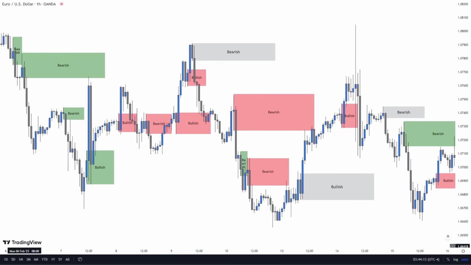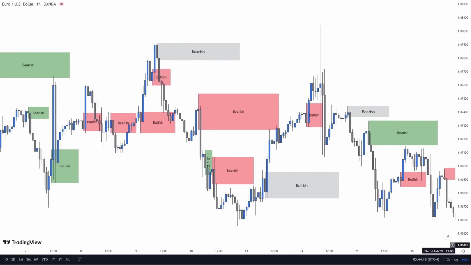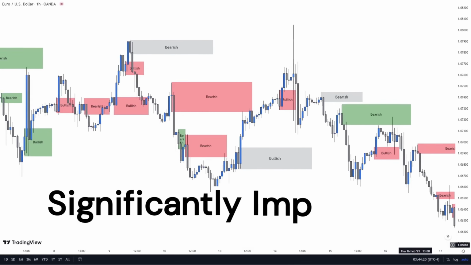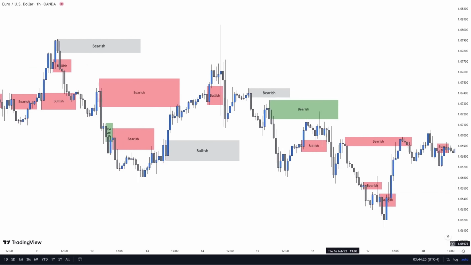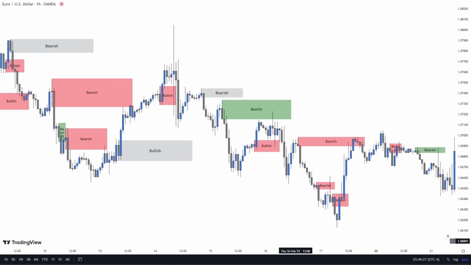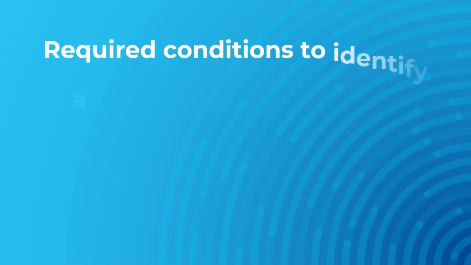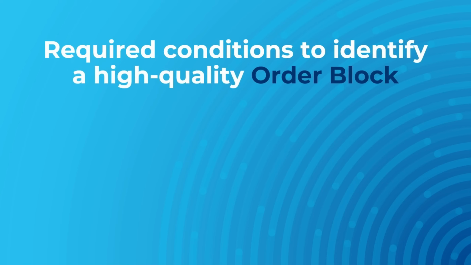In the backtesting, we have realized that when certain conditions meet an order block, the chance of winning the trade significantly improved. We also noticed repetitive patterns form on the chart that dramatically increase trading return. So let me explain to you what conditions are required to identify a high-quality order block.